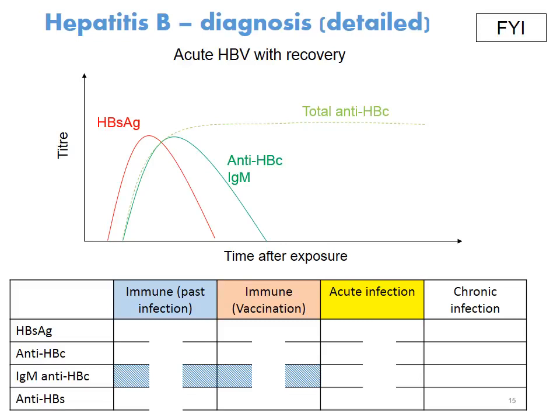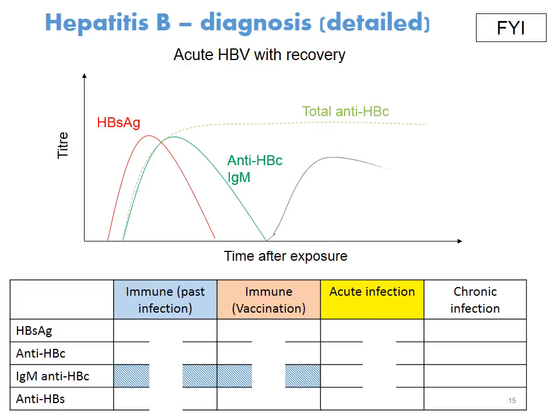The total anti-HBc includes both IgM and IgG antibodies to the hepatitis B core antigen. So initially, the rise is contributed by IgM antibodies, but later on, it reflects IgG antibody levels. These antibodies against the core antigen do not confer immunity.